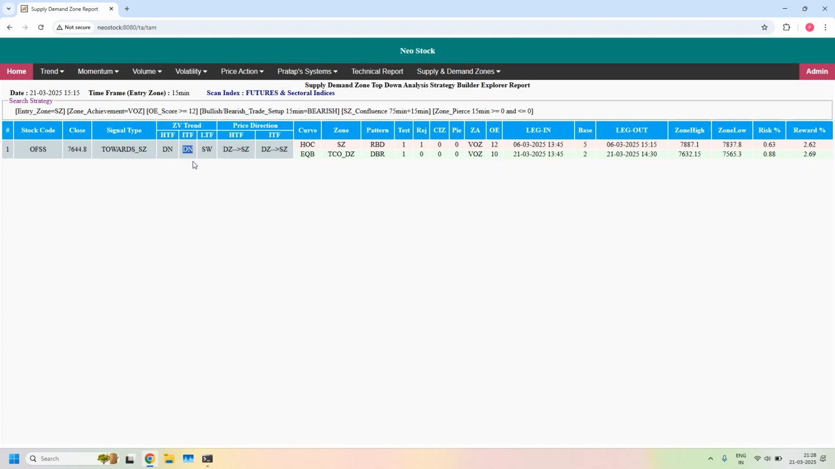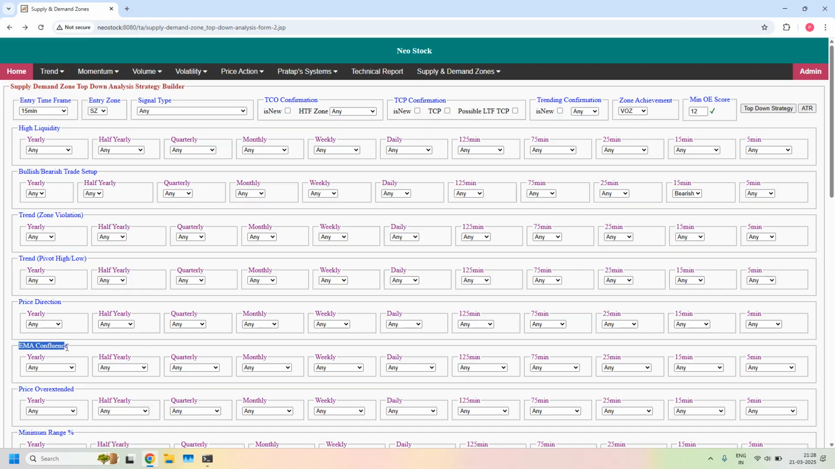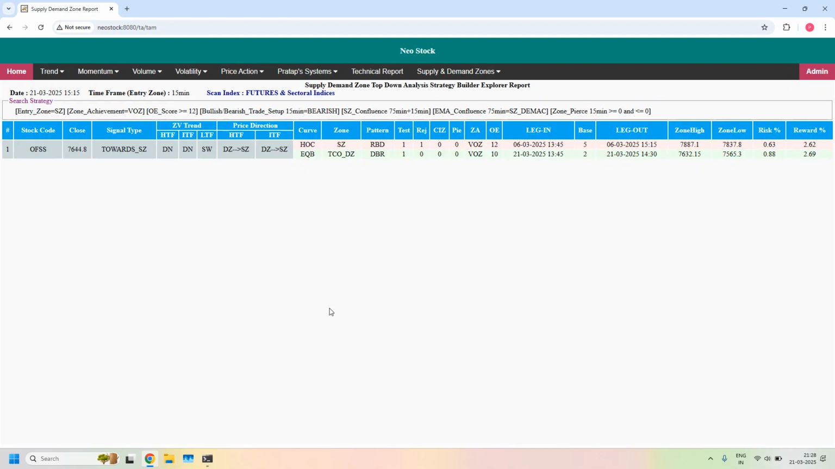Let us check if the 75 minutes supply zone has daily EMA confluence. In the EMA confluence at 75 minutes, I'm checking whether the 75 minutes supply zone has daily EMA confluence. Anyway, the 75 minutes trend is downtrend. So it is filtered. That means this zone has an even higher probability to succeed.